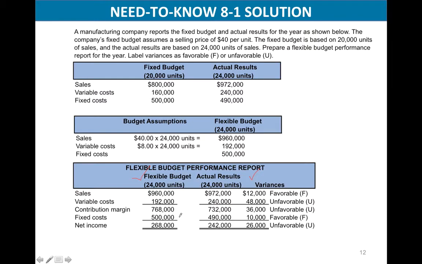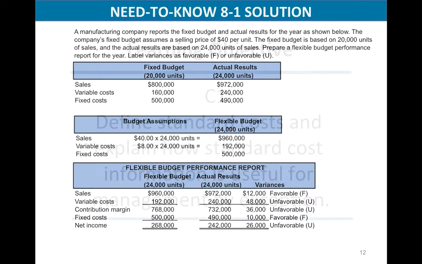My fixed costs are lower, which is favorable, but overall, I have an unfavorable variance for net income. I was supposed to produce $268,000, but I produced $242,000. Again, the next question is why, and that's when we're going to start using standard costs and different cost variances to look closer at these variances, favorable and unfavorable, and why they took place.